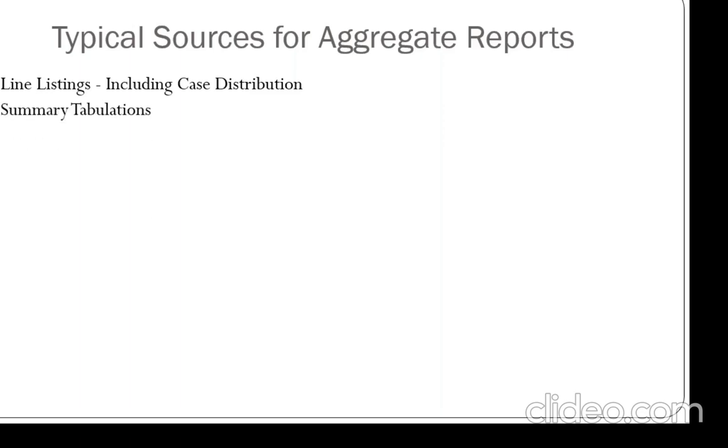The summary tabulation more or less talks about the distribution of cases. How many non-serious, how many serious. It is distributed SOC-wise, system organ class-wise, for a particular area of interest.